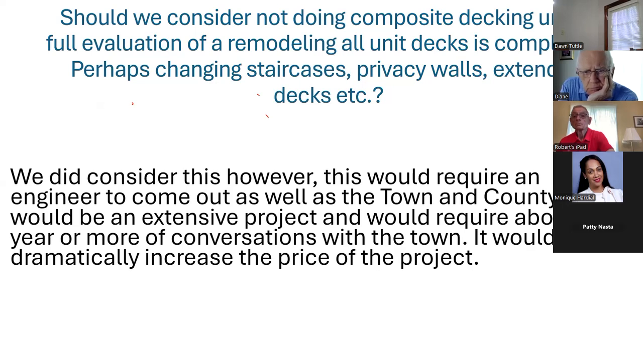Should we consider not doing any composite decking and look into remodeling the layout of the decks, like changing staircases, privacy walls, all of that? It is something that we discussed as the board, but it would substantially increase the price of the project, as well as push the project out 3 or 4 years even, because we have to get the town involved, the DEC involved, the county involved. It's a huge process to do any changing of the layout of the decks.